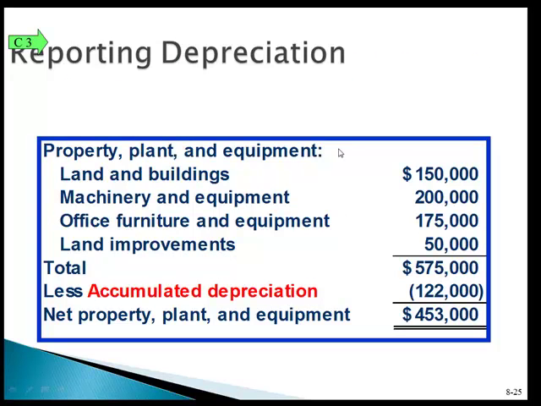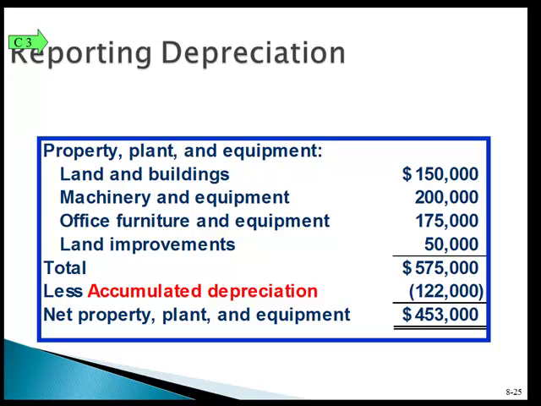Depreciation, remember, appears on your balance sheet. You've got property, plant, and equipment, all your different asset accounts, less your accumulated depreciation. That's a negative number. So all of our assets less accumulated depreciation equals our net book value. Now this is helpful to a user of a financial statement because it can give you a gauge of how new or how old the assets are. In this case, we have $575,000 worth of assets and we've depreciated $122,000. So overall, our assets look like they're on the newer side.